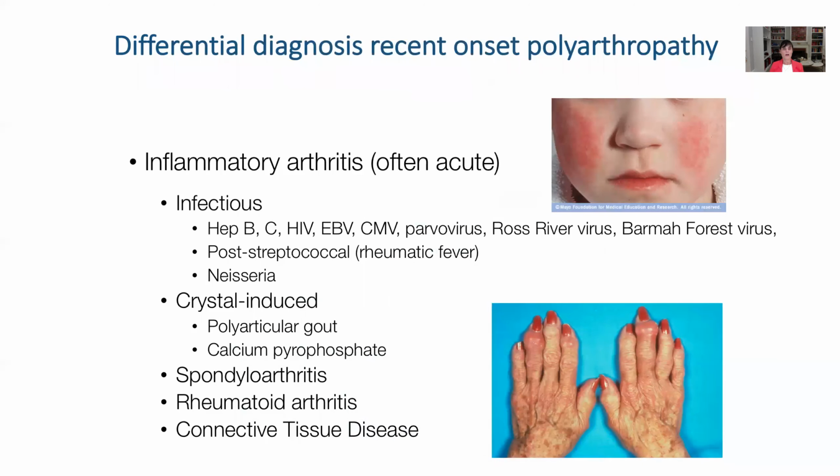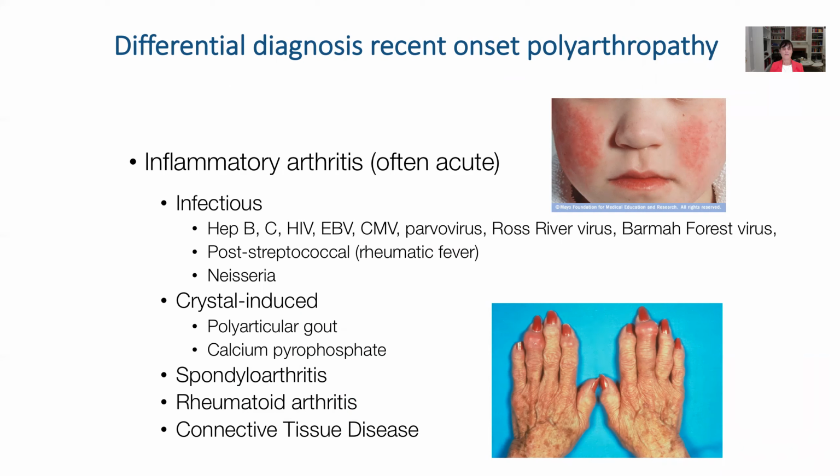This differential diagnostic list is quite a lot longer. Broadly speaking, they're listed here: infectious, and these tend to be acute. And you can see a number of different viruses listed there which can cause an inflammatory polyarthropathy. Post-streptococcal arthritis due to rheumatic fever is in fact an autoimmune response to the streptococcal infection, and this may occur a little bit later but is often still an acute presentation. And Neisseria, which is a gonococcal infection, may also cause an acute polyarthritis.